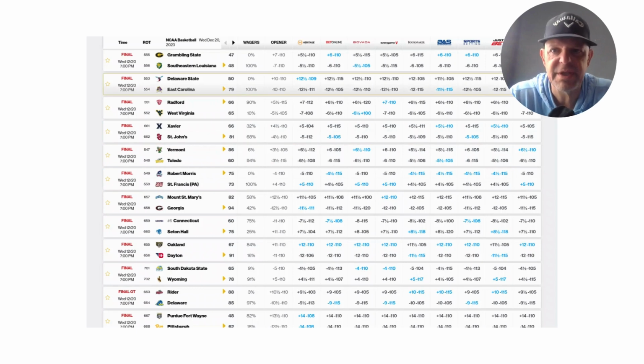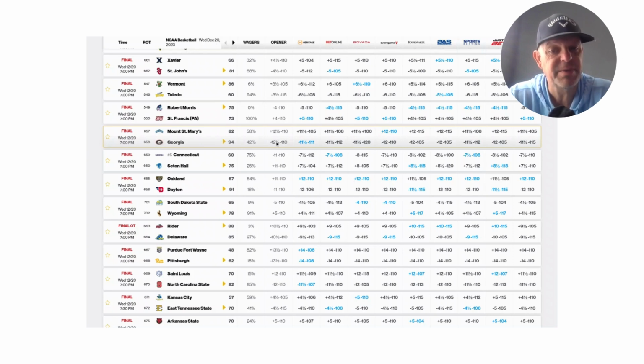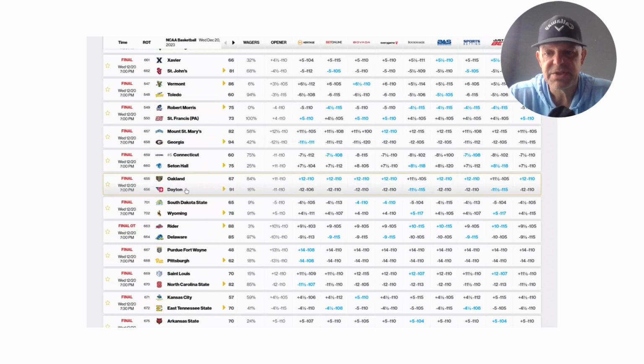So let's continue on and look at another example. Let's go to that Georgia game now. Georgia, 12.5. And look what happens. It opens at 12.5 and closes at 12. So the line moves against Georgia. And look what happens. It was a push. Okay, let's look at the next one.